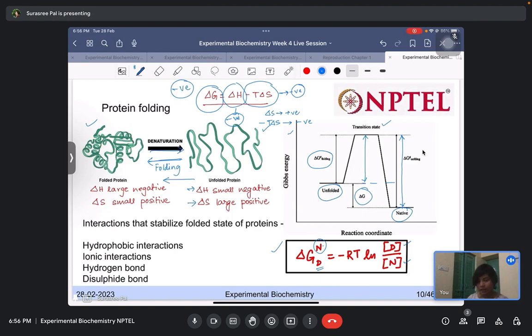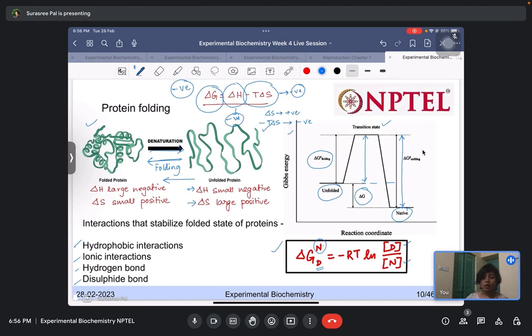So what are these interactions? These are hydrophobic interactions, ionic interactions, hydrogen bonds and disulfide bonds. These are the interactions that stabilize the folded state of the proteins. These interactions are between the amino acid residues, right? Hydrophobic interaction, ionic interaction, hydrogen bond and disulfide bond. So these interactions stabilize the folded state.